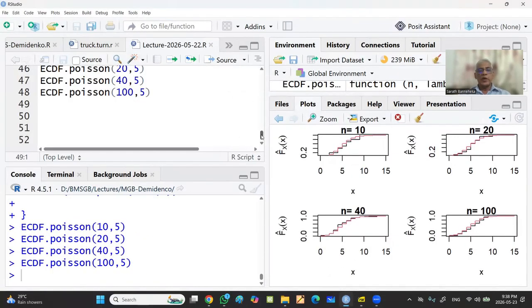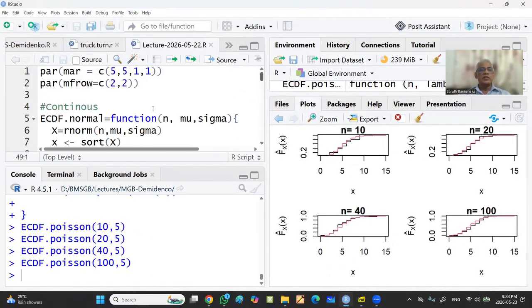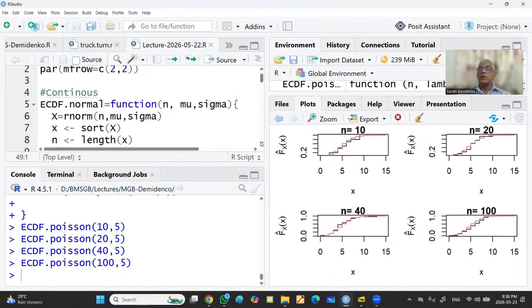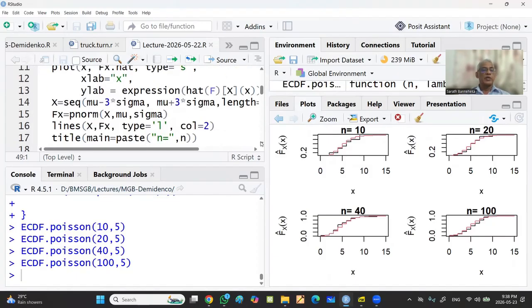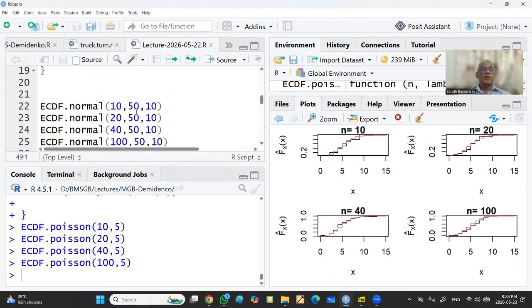So let me first look at the situation where the data are coming from a normal distribution with a given mu and sigma. In practice, you usually don't know the mu and sigma, but here I'm going to assume that the data are coming from a normal distribution with mean 50 and standard deviation 10. So I'm going to now draw some data using a function that I have.